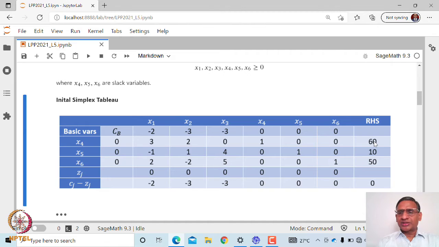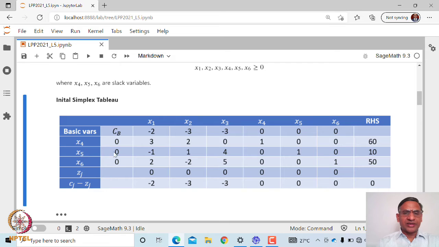Then we have to take the ratio of the right hand side by the positive entries in that incoming column. So here we take 60 by 2, which is 30, then 10 by 1, which is 10, and 50 by -2 we can't take because it is negative. We have to take only the positive entries in that incoming column. Therefore, the smallest ratio is 10 by 1, which corresponds to x5. So x5 becomes the outgoing variable and x2 becomes the incoming variable.